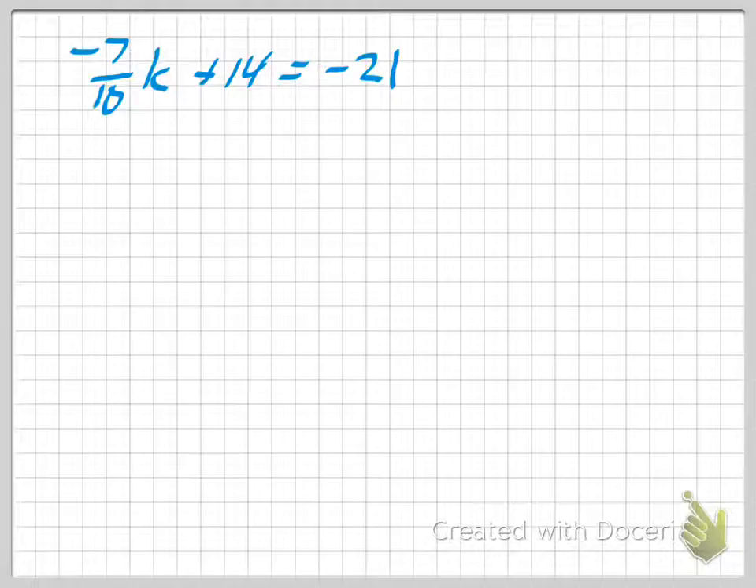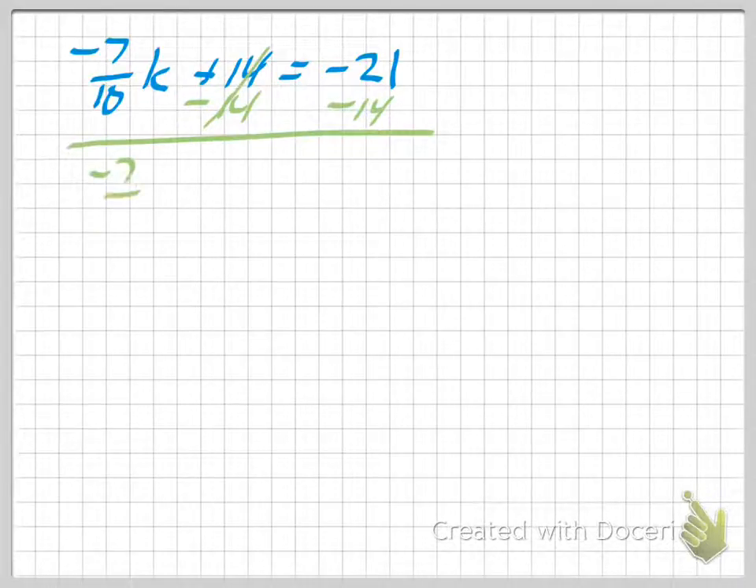We're still going to always go after the plus and minus first, so we'll subtract 14 from both sides. When I do that, this cancels out, leaving me negative 7/10 k. And negative 21 and negative 14, we're going to combine those. They're both negative, so we're going to find the sum, which is 35. Keep the sign of the larger value. Obviously, they're both negative.